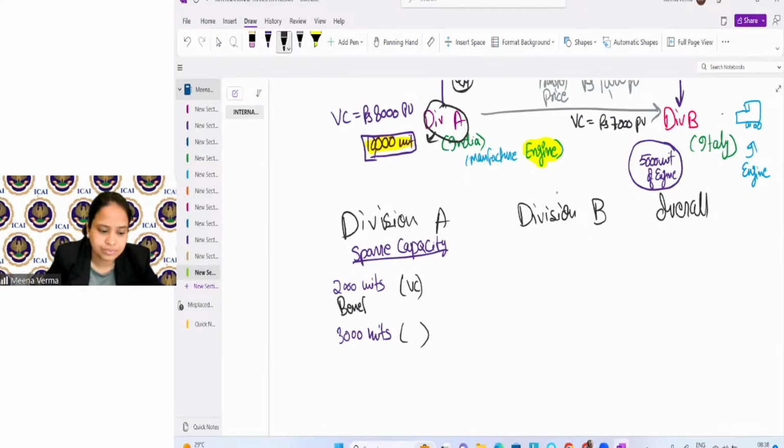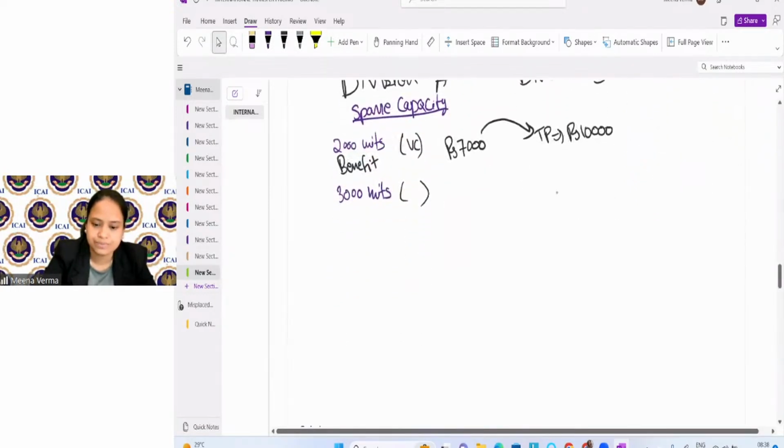They have the benefit here because in this case, what is happening? It is increasing the contribution. Why? Because variable cost is what? Variable cost is your rupees 7,000, and you are able to transfer the goods at the transfer price. What is the transfer price? Rupees 10,000. It has been decided that the transfer price will be 10,000.